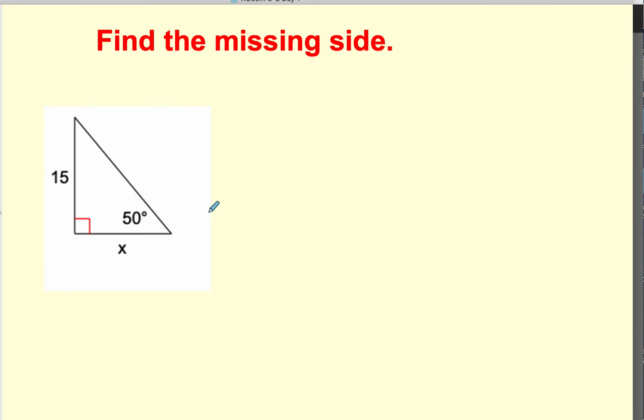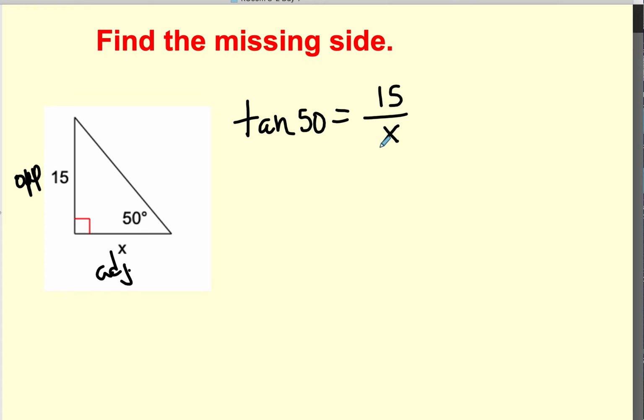Let's go ahead and try this again. Again, we can't use the Pythagorean theorem. We can't use 30-60-90 or 45-45-90. So I'm going to try using the tangent. This is my opposite, and this is my adjacent. So tangent of 50 equals 15 over x. I'm going to put a 1 under here and cross multiply. So this will be x times tangent of 50 equals 15.